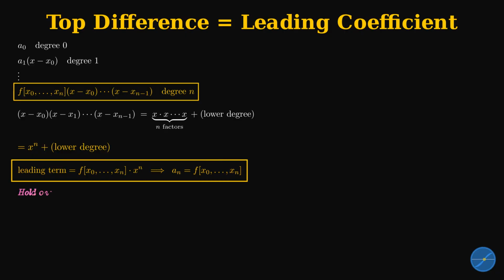That's the fact. The number at the top of the table is always the coefficient of the highest power. Hold on to it. The next result leans on it.